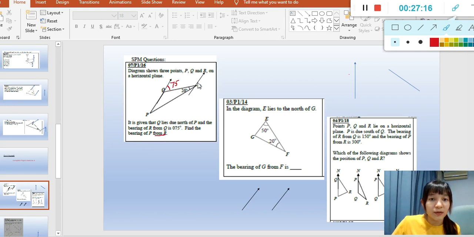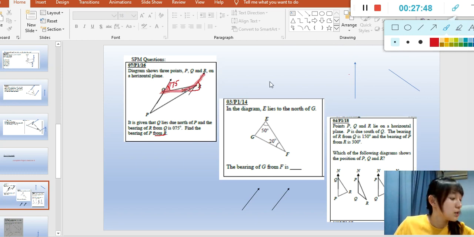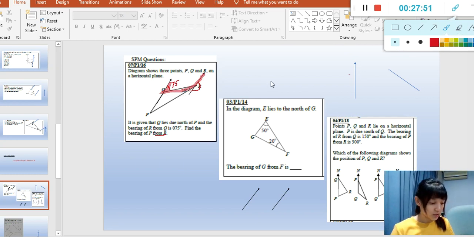Now they ask from R. You want to find the bearing of P. So from the north line, you rotate clockwise until you stop where? Do you stop here? No, you stop here, because this line is pointing towards P. Can you see a Z? That would be difficult. Can you see a U here? These two angles added together give 180, isn't it? So to find that angle, 180 minus 75 is 105.